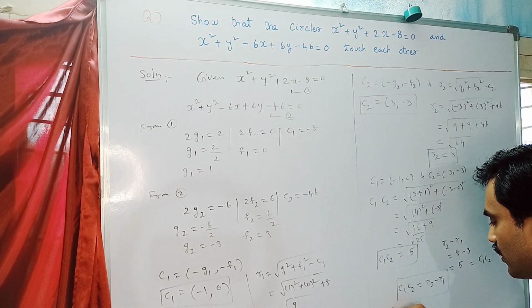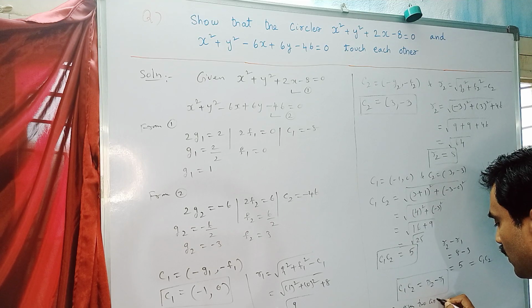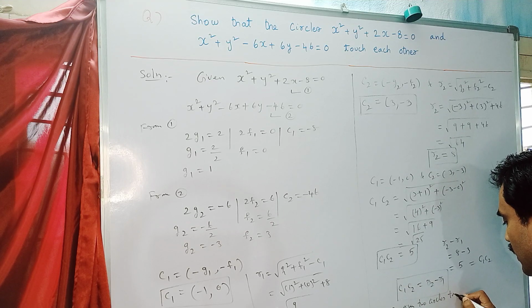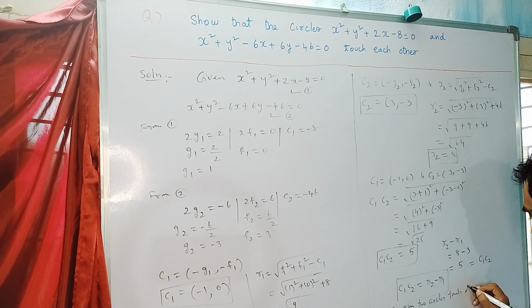So therefore the given two circles touch each other internally, since c1c2 equal to r2 minus r1.